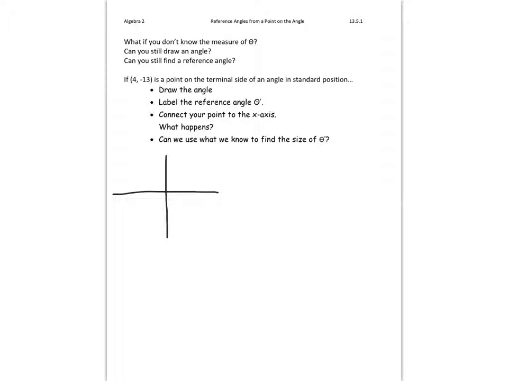Okay, so we have to estimate where that point would be. (4, -13). That would be 4 to the right, and then 13 down, so it'd be somewhere down here. You don't have to draw this very accurately. If the angle is in standard position, we know it starts at 0 degrees. And if this point is on the terminal side, we finish drawing the angle by drawing a ray through that. So the angle is this bigger than 270 degree angle, theta. And the reference angle would be between where we finished and the x-axis, so right here.